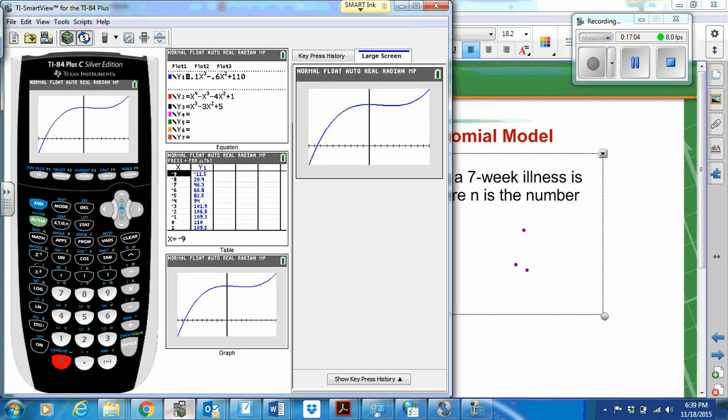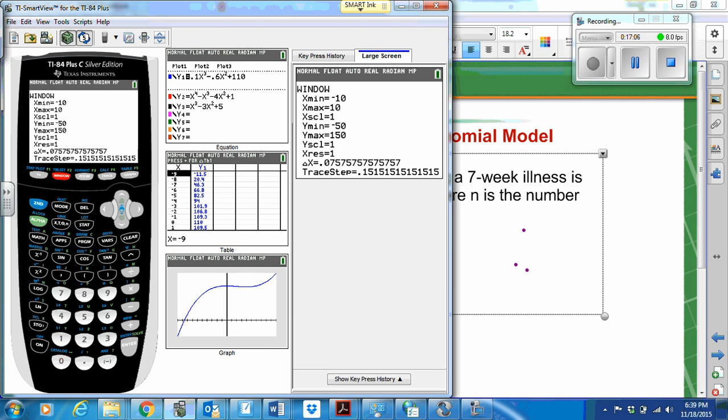So let's go in here and change our window. Let's say we have an x minimum at 0 for 0 weeks, and an x maximum at 7 for 7 weeks into the illness, and we'll make the x scale go by 1. So we're talking about a change in weight for this patient. We know the patient's weight is starting from 110, but let's give that a little leeway.